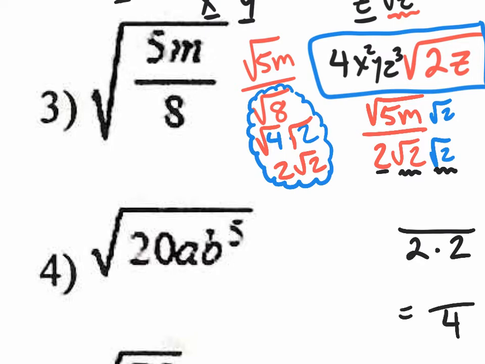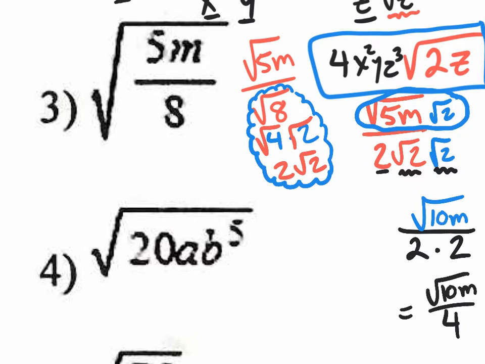Now up on top, I still need to multiply the square root of 5m times the square root of 2. Put it all together underneath the one square root, I will get the square root of 10m. So let me write it all in the same color. The square root of 10m over 4, that's your final answer right there.